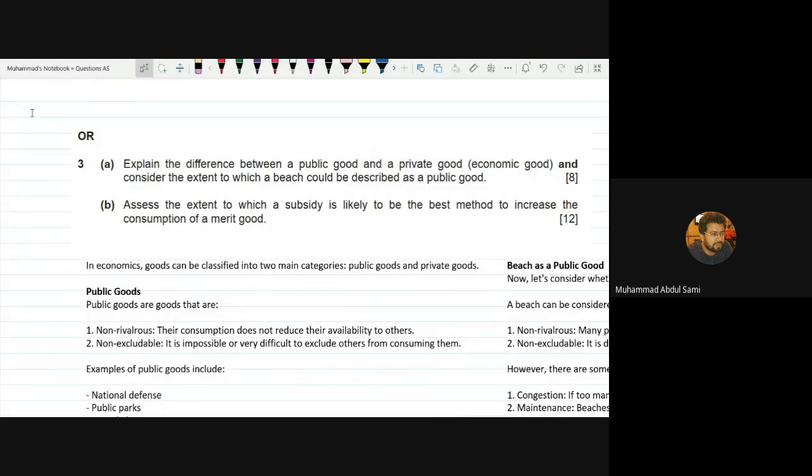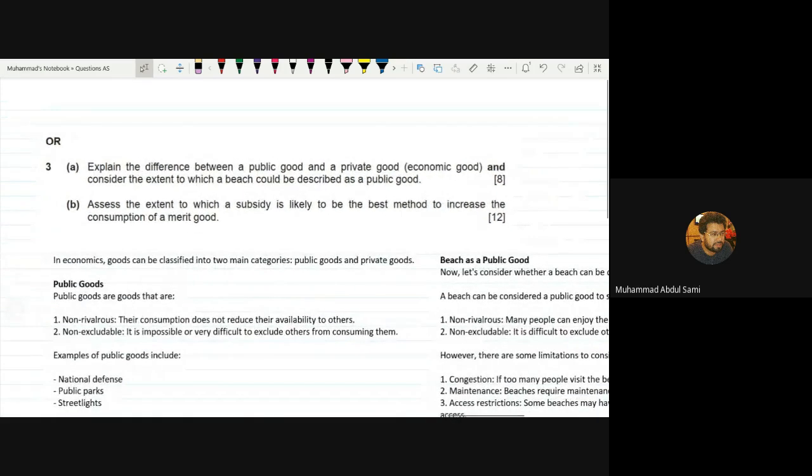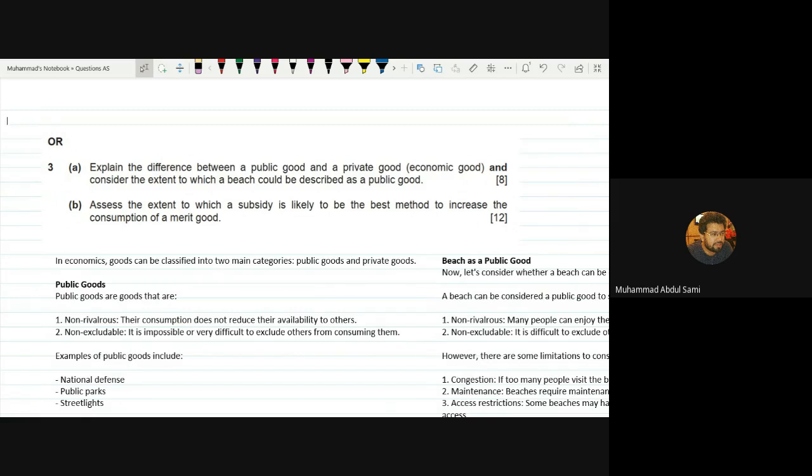Hello. So we have the March 2025 paper with us, and we are on to question number three. Part A states: explain the difference between a public good and a private good, and consider the extent to which a beach could be described as a public good.